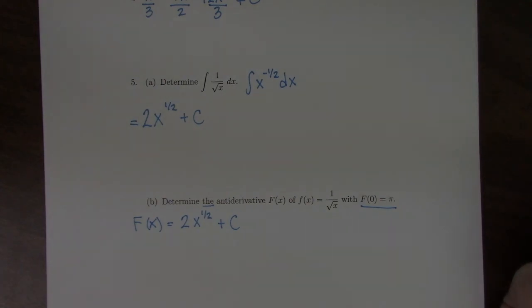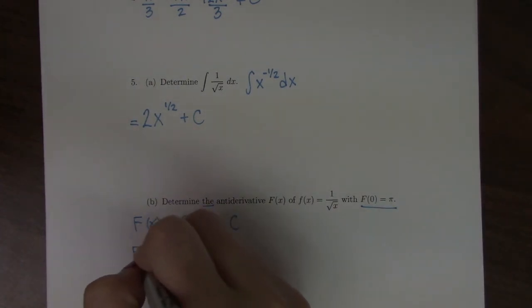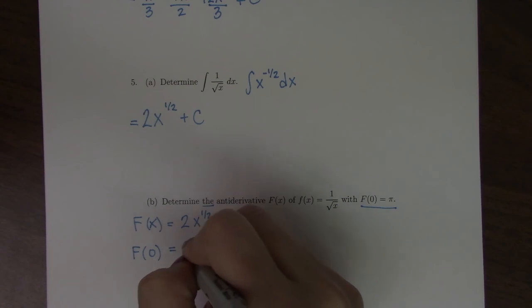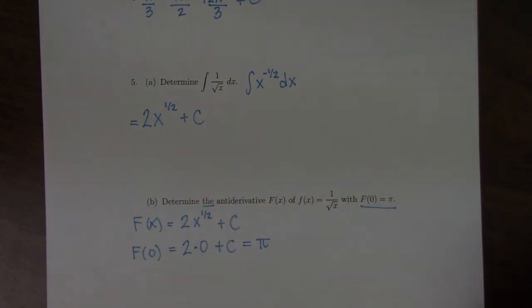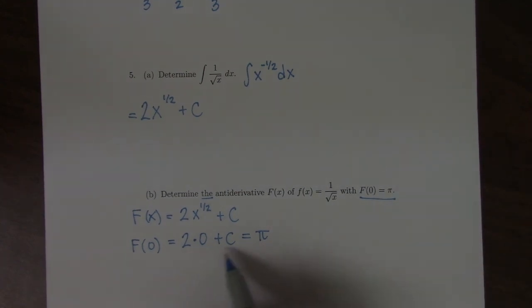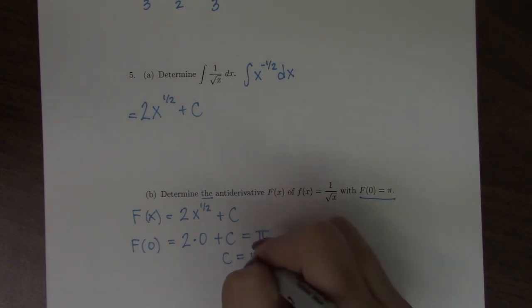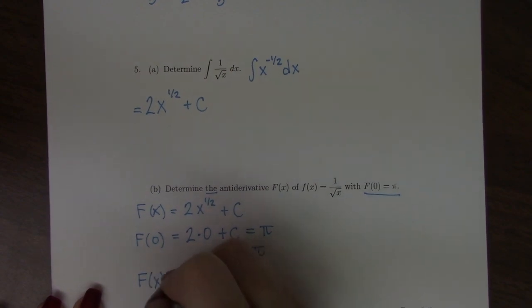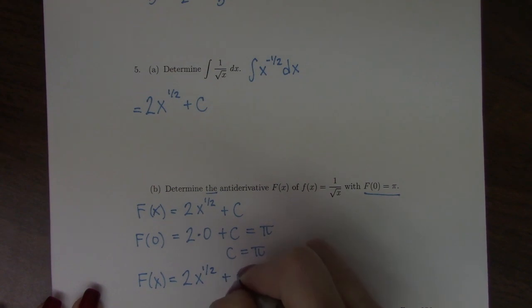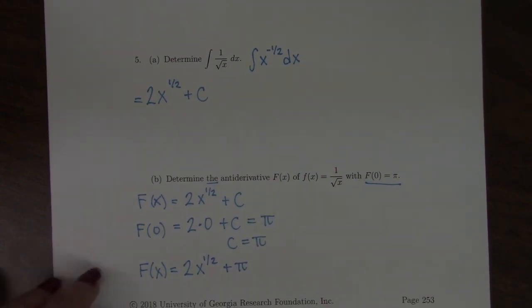However, I'm told that if I plug 0 in for x, so f of 0, that's 2 times 0 plus c, all of that should equal pi. So the left side of this equation is just going to be c, so c equals pi. But I'm not done with the problem until I rewrite the function plugging in my value for c. So now the unique solution to this particular problem is 2x to the 1/2 plus pi.